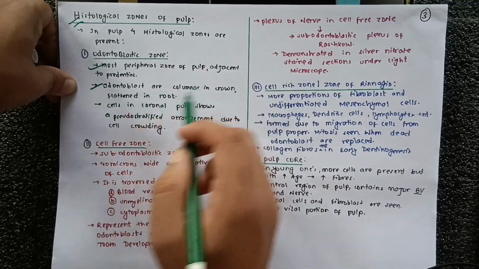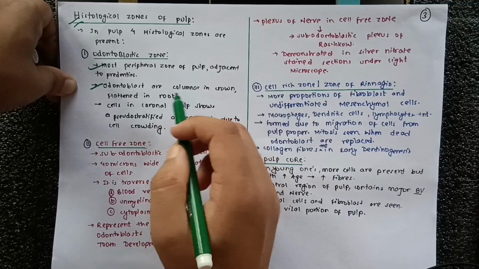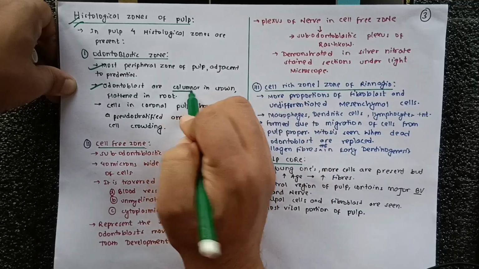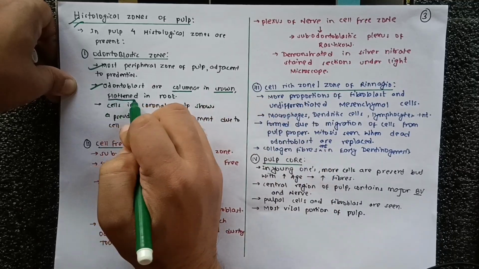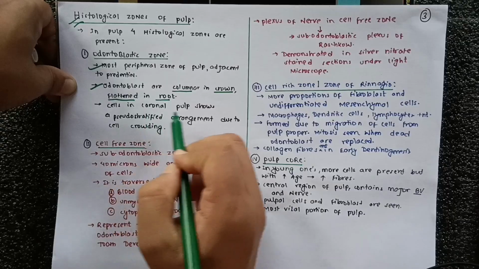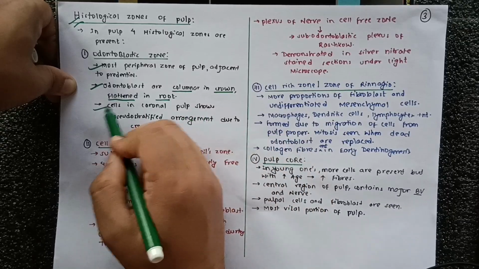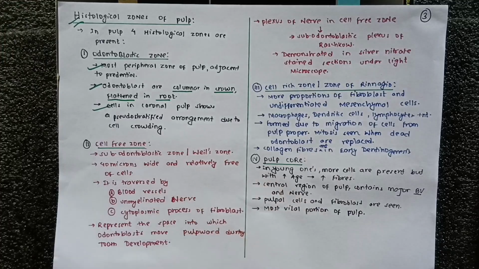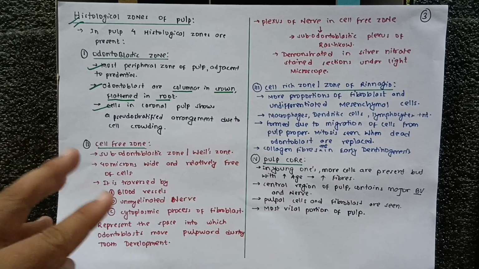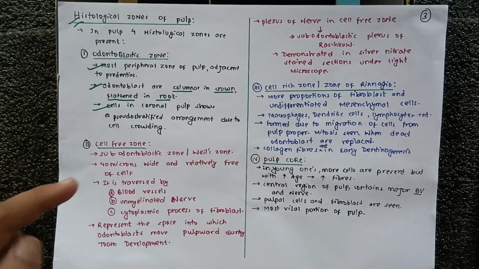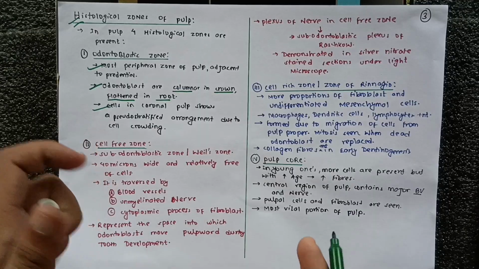So this is the thing that you can remember, okay. It is columnar on the crown and it is flattened in the root. After that, cells in the coronal pulp show a pseudo-stratified arrangement due to cell crowding. So in the coronal pulp, a pseudo-stratified arrangement of the odontoblasts is there, and due to that there is cell crowding present there, okay.